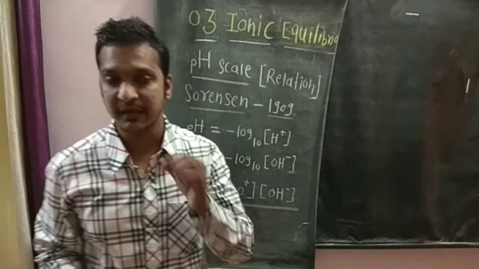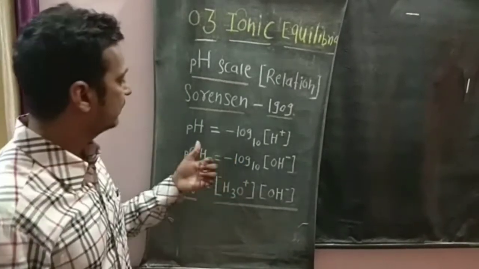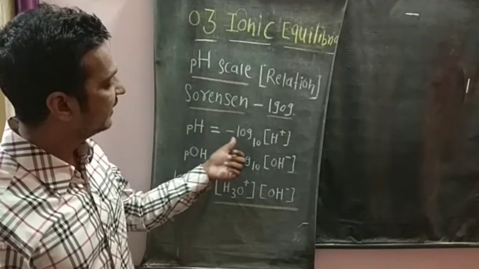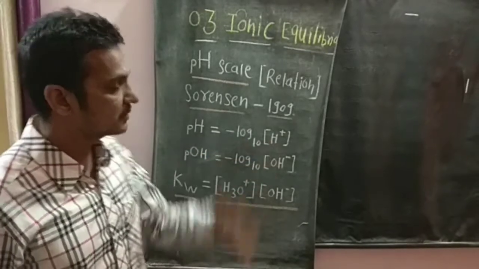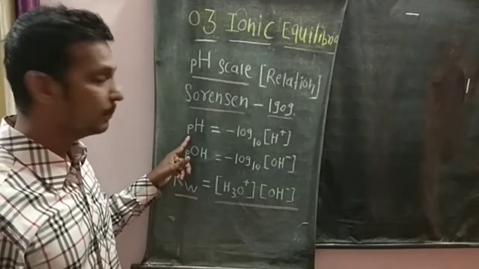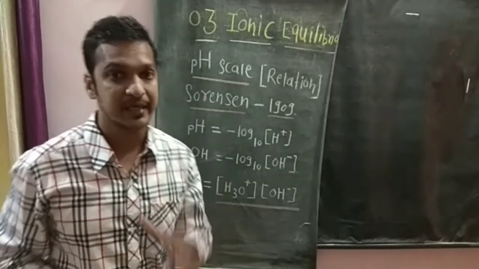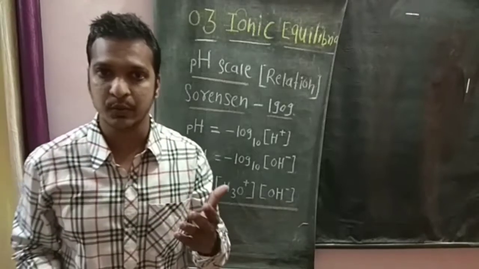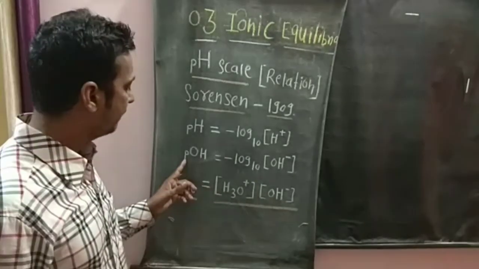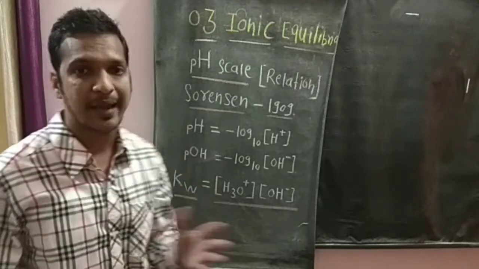Now he defined the value of pH. According to Sorensen, pH is equal to the negative logarithm to the base 10 of the concentration of H plus ion. Now, what is the meaning of P? P represents power and H represents hydrogen, meaning power of hydrogen. Another term we have is pOH, where p is the small letter and OH is capital.